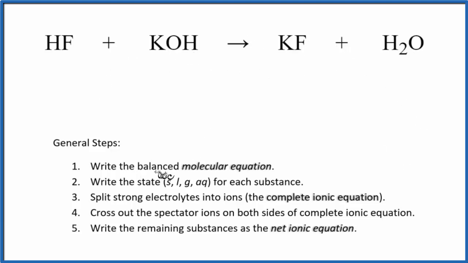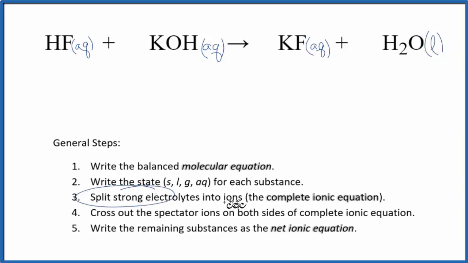The next thing we need to do is write the state for each substance in our net ionic equation. HF will dissolve, although it is a weak acid. We'll come back to that. KOH, potassium hydroxide, strong electrolyte. That'll dissolve in water there, aqueous. Compounds with fluorine and then also with potassium, very soluble. Water is a liquid. So we have the states.